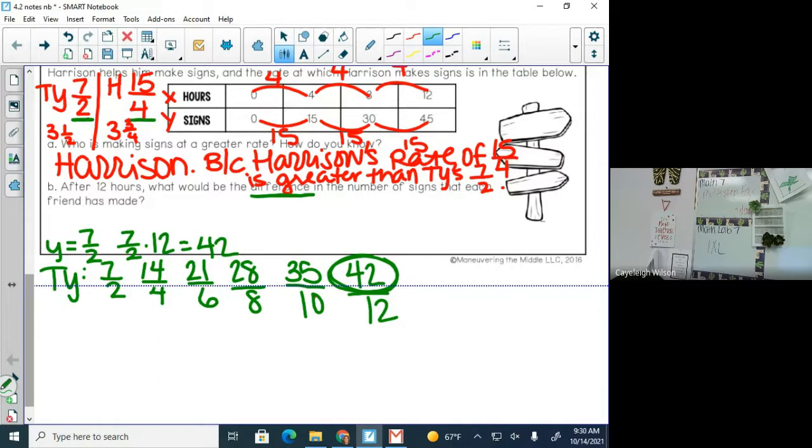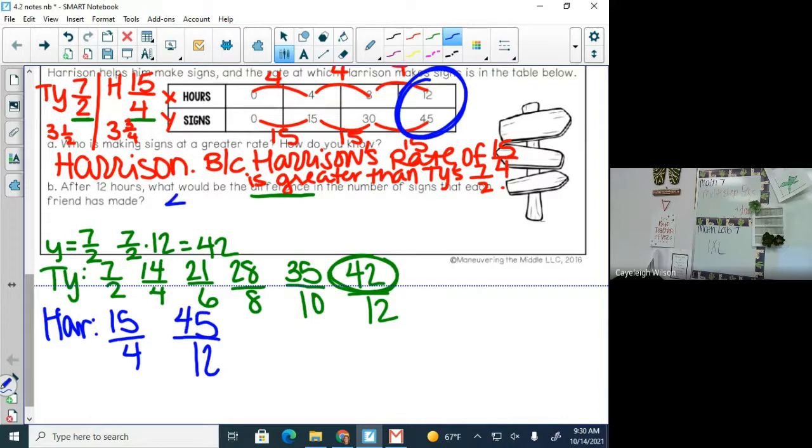All right, let's find Harrison's. So you can find it either way that you want. So why don't you either count? It's already very simple. Oh, it is. Oh, look at me not being observant. Right there. So 12 hours, he had 45. So 45 minus 42 is 3 signs. Good job being observant.